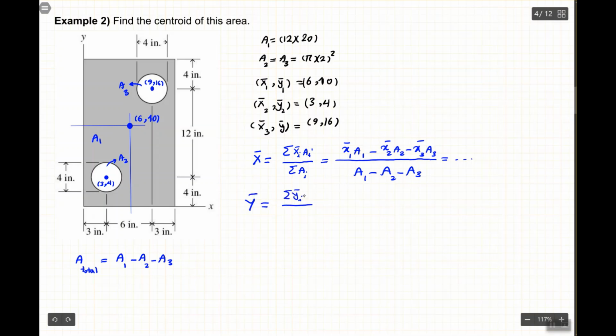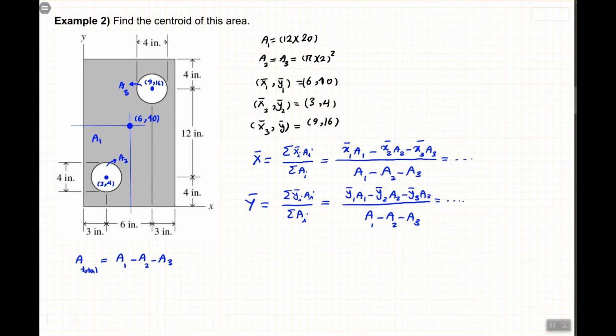and similarly we can find y bar. Our general formula, the sum of y bar i A i over the sum of A i, gives me A1 minus A2 minus A3 in the denominator, and y bar 1 A1, y bar 2 A2, and y bar 3 A3 in the numerator, and we have all the information and we can find it. As you can see, it's just simply using the formula, but when an area has a hole, then you need to subtract it.